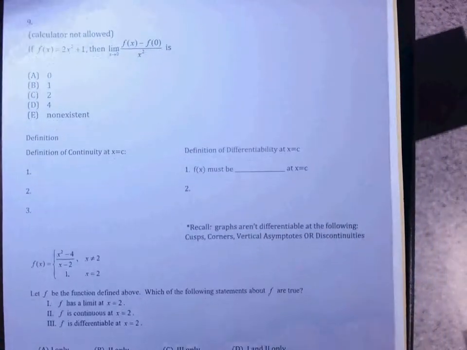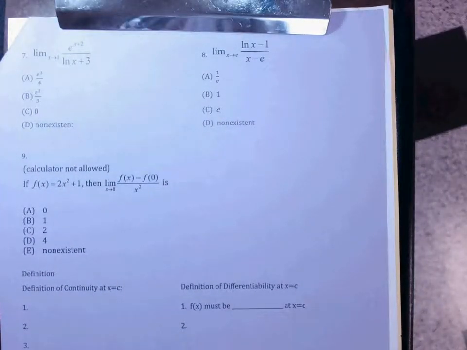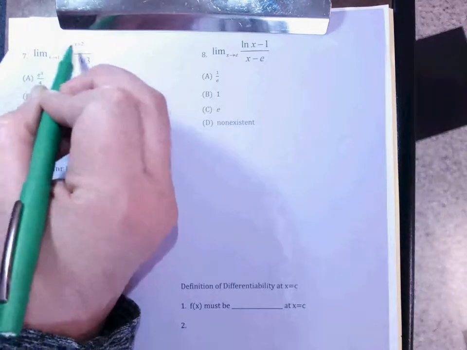Okay, next one. We want x to approach 1. Can we plug it in, or are we going to have a problem? We have to do L'Hopital's. Okay, we might have to do L'Hopital's rule, but remember, you only really need to do L'Hopital's rule if there's a problem. Can I plug in 1 into this without getting 0 on the bottom?